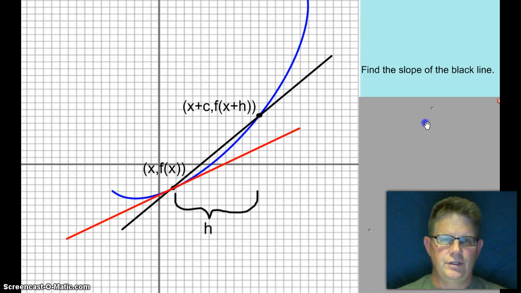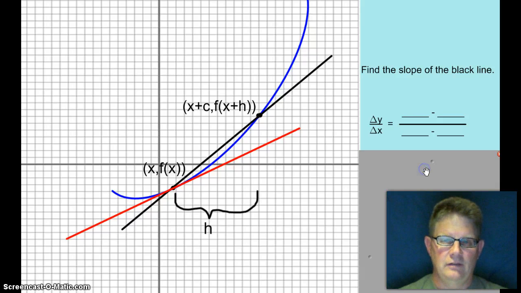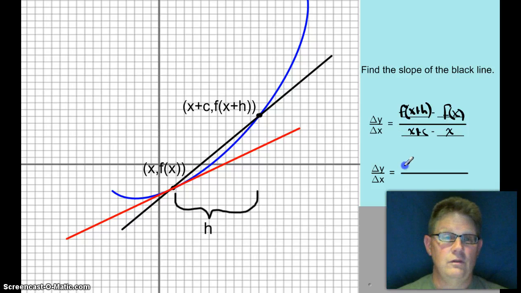As I was saying, we're trying to find the equation of the slope of the black line, delta y over delta x. So what is the change in y's? We're looking at f of x plus h, that's one of the y values, minus the other y value, f of x, all over the x value, x plus h, minus the other x value, x. So the net result is the slope of the black line is f of x plus h minus f of x all over h. And boy, doesn't that look familiar.